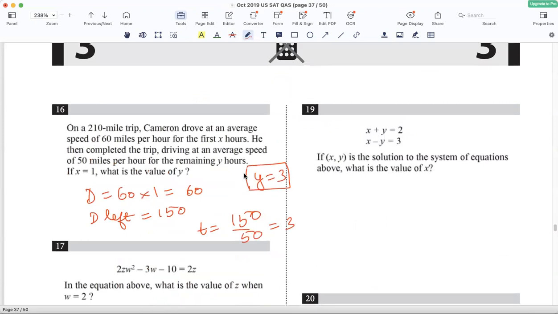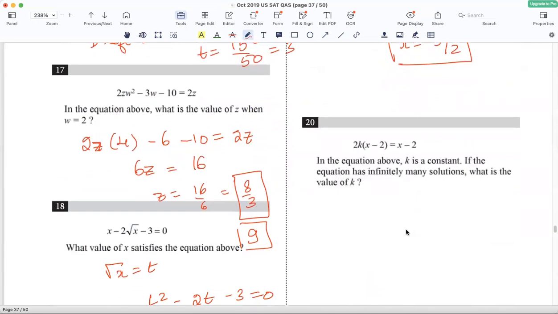If (x, y) is the solution to the system of equations above, what is the value of x? So I can just add the two equations. So 2x is 5. So x would be 5 by 2. In the equation above, k is a constant. If the equation has infinitely many solutions, what is the value of k? So if the equation has infinitely many solutions, then it's true for all values of x. So (x minus 2) and (x minus 2) can be cancelled. So 2k is 1. So k is 1 by 2. So the value of k is half.